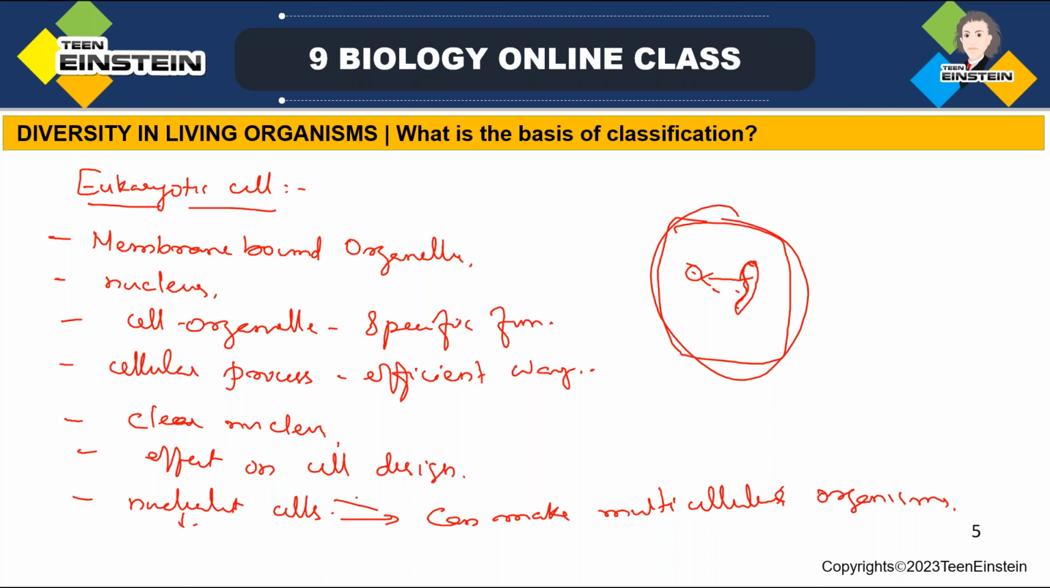So here we can say nucleus is one character which we can decide as the basis of classification, that is presence and absence of nucleus. So nucleus can be the basic feature of classification. Here nucleus can be the basic characteristic of classification. Okay, then another point.